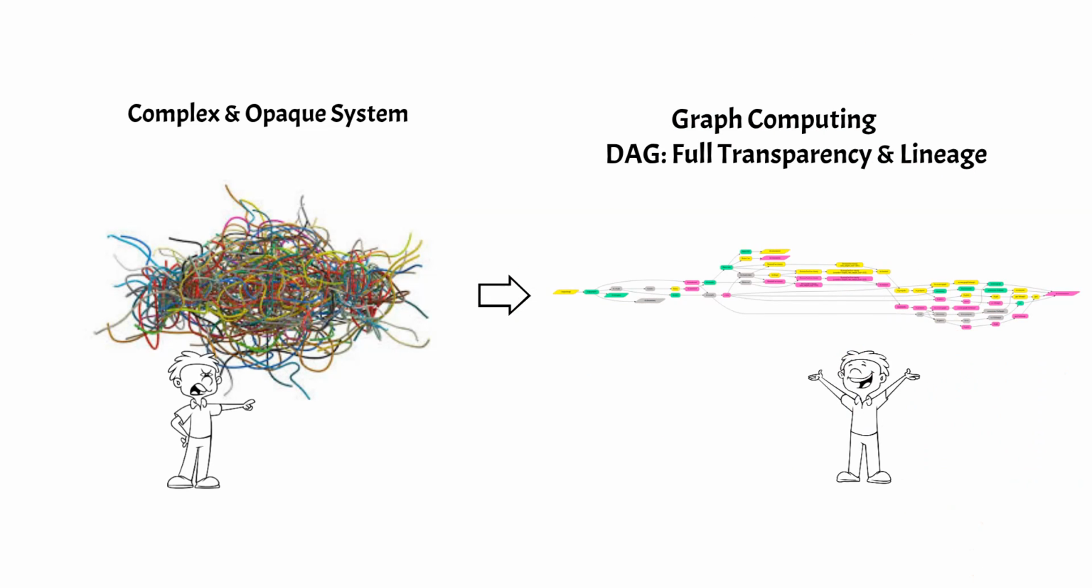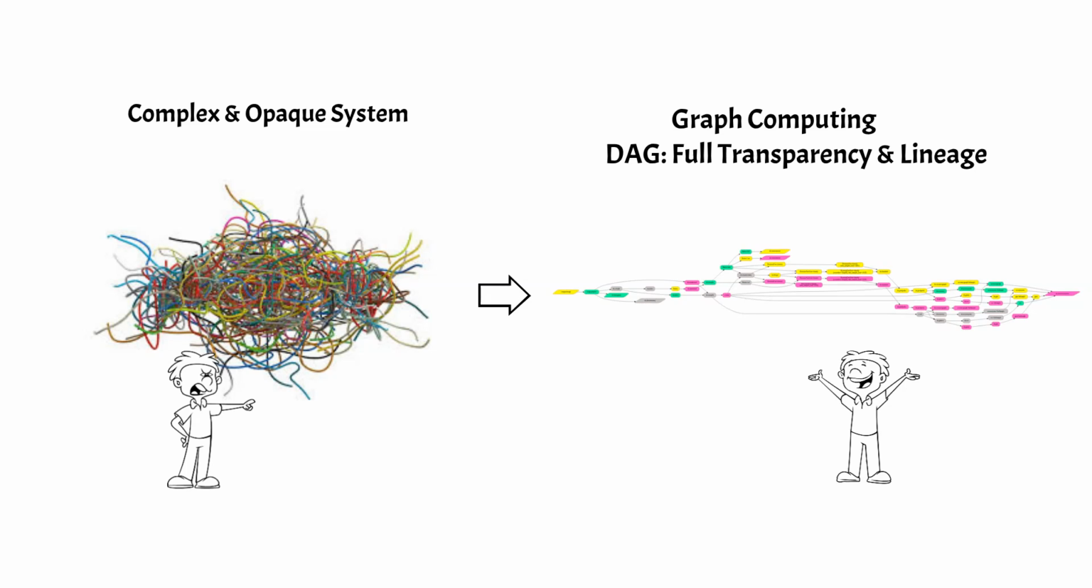The DAG representation can capture the end-to-end runtime, data, and analytical lineage, providing full transparency and visibility to the entire system. Graph computing shines light on these complex black box systems, making them easy to understand, support, and change.